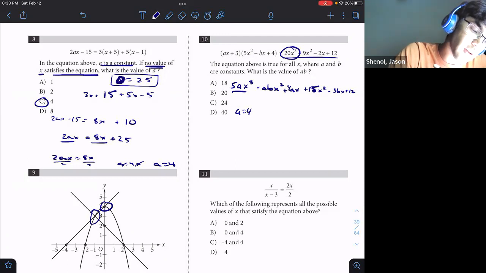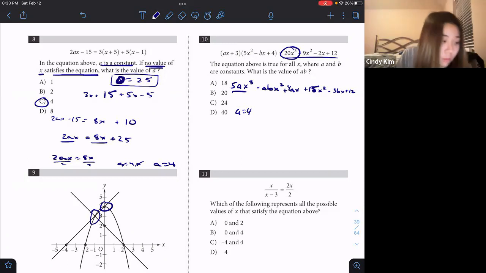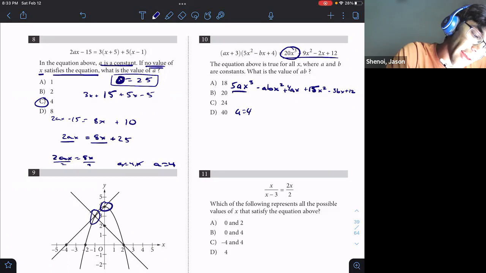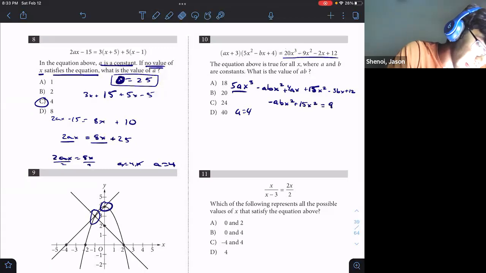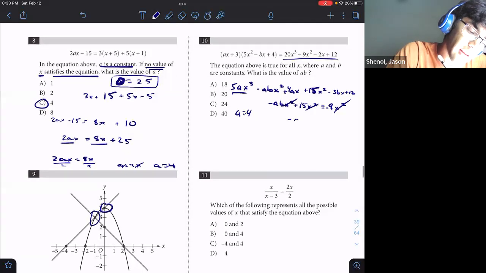So now we want to solve for B. And we can do that one of two ways. So we have negative abx squared plus 15x squared equals negative 9x squared. The x squares cancel out. So negative ab plus 15 equals negative 9. So negative ab equals negative 9 minus 15. Negative 24 equals negative ab. AB equals 24.